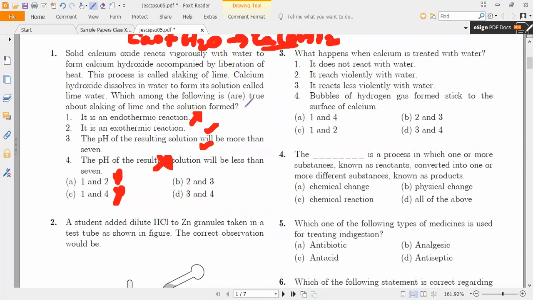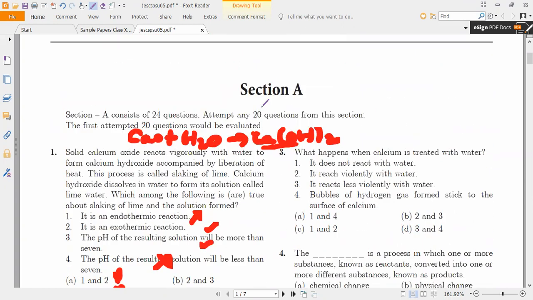It is an exothermic reaction, and it will give you a basic compound. So it will be basic in nature, which means it will convert red litmus to blue color. That is why it will answer the red litmus, as you may have seen yesterday. So the pH value is more than 7.